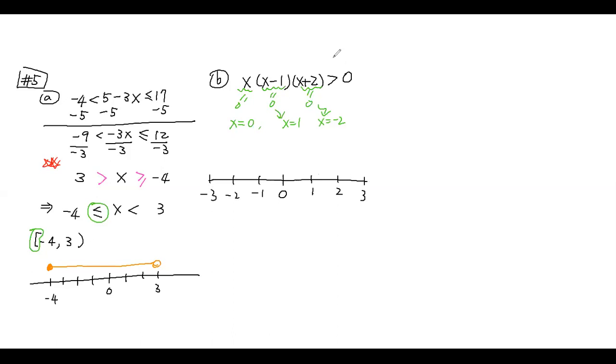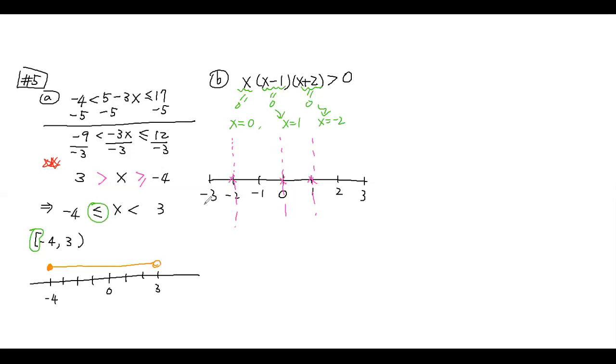Okay, so 0 is one of the solutions, 1 is one of the solutions, and -2 is one of the solutions, right? So it's kind of like you divide the whole real number line into 3 zones here. So the way I typically like to solve problems like this, for the first zone here, you choose any number in this interval.